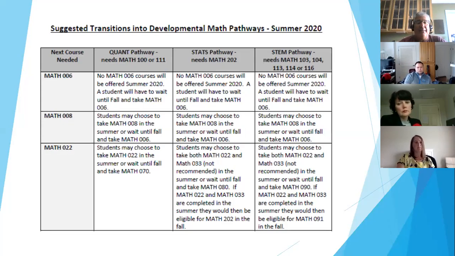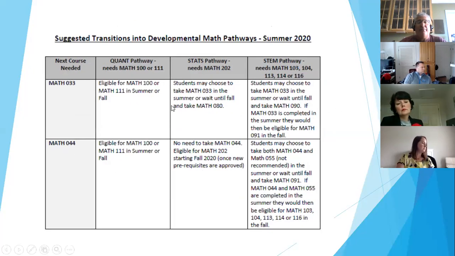So this screen and the next two screens are all of this process of what students should take. Now, I'm not going to go through all these. Like I said, we're going to have a pamphlet available, but we've gone through and thought out, what if a student needs such and such a course? They're in, for example, the STEM pathway, and their next course listed is, let's look at this screen, STEM pathway, they need 202, okay? The next course needed in the current one is 033. A student may choose to take the 033 in the summer or wait until the fall to take 080.